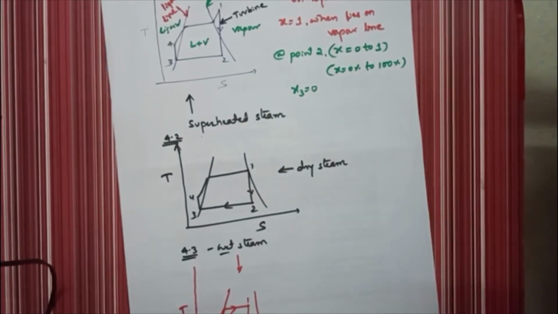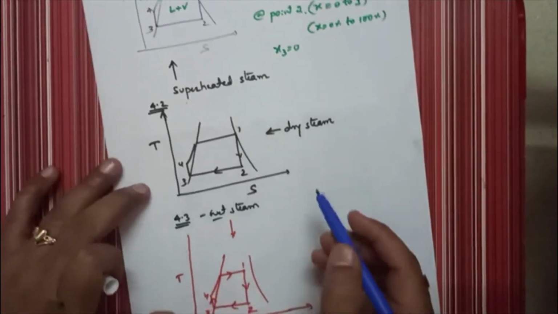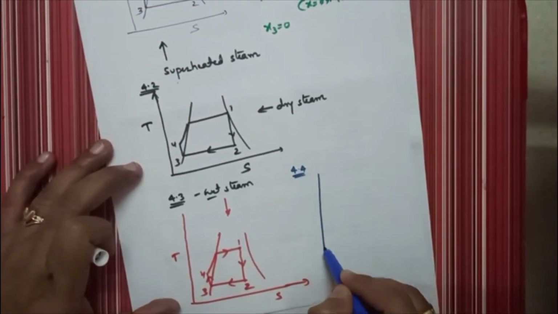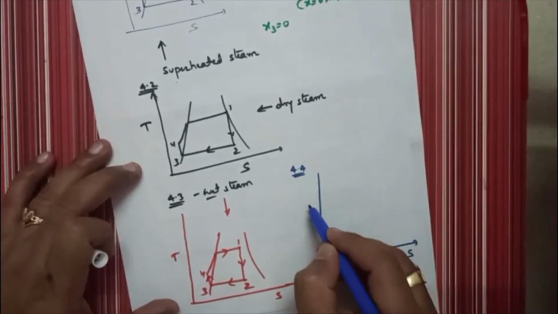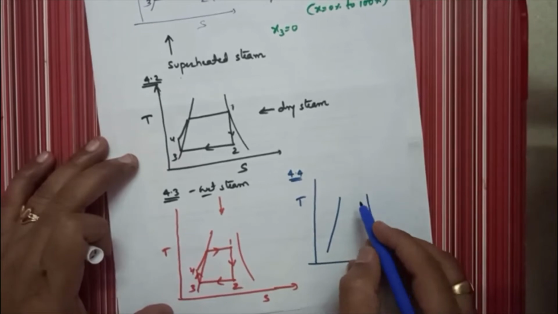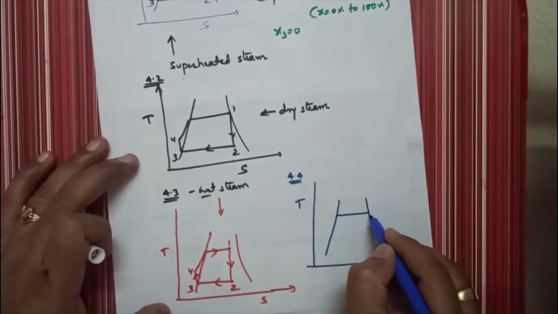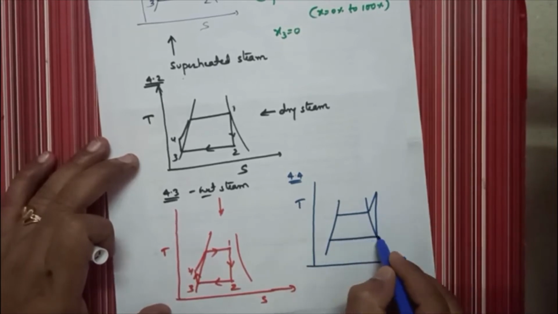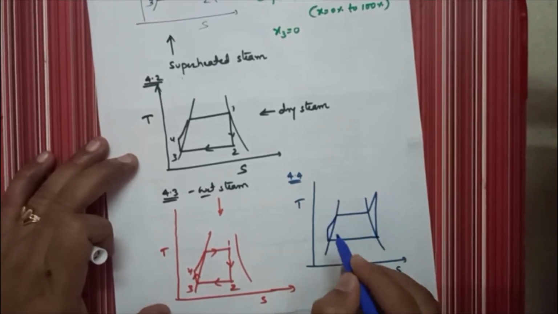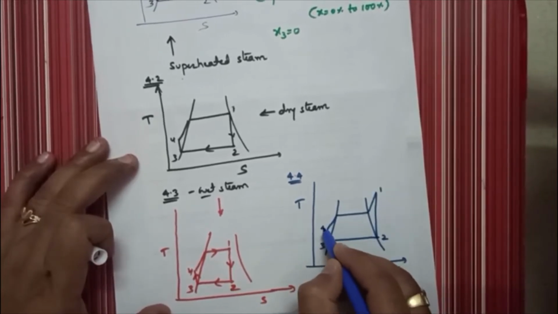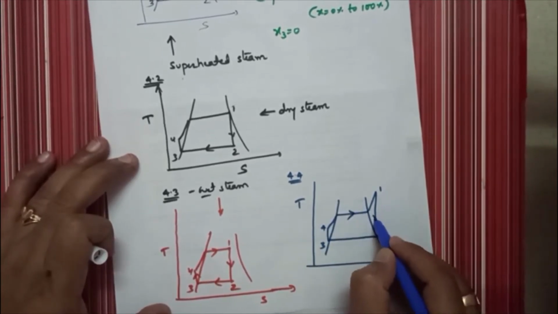So you guess which TS diagram it is. 4.4, I will draw. TS, I will draw the diagram. You tell me which condition it is. This is 1, this is 2, this is 3, this is 4. This is the direction of the process.